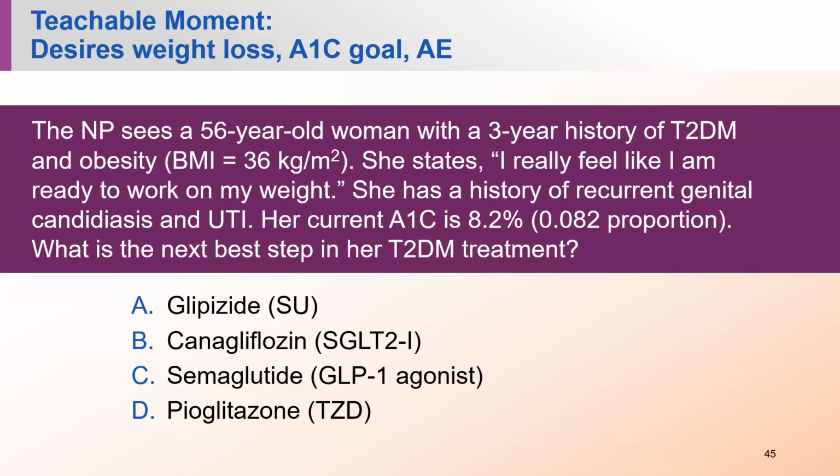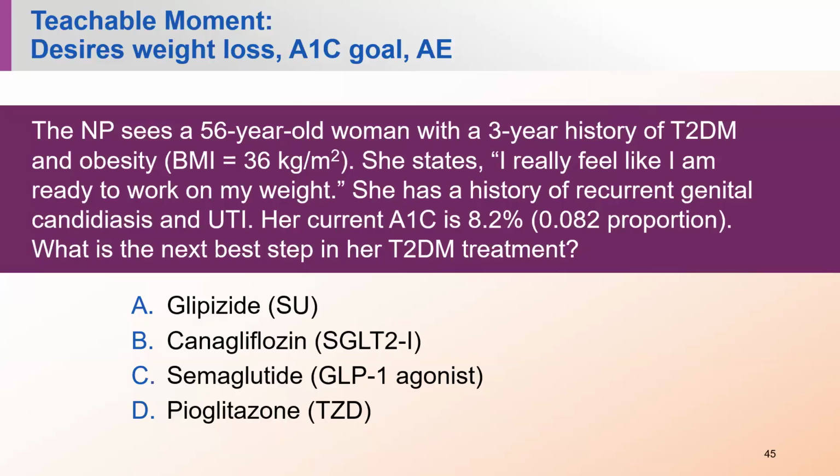So, would it be A, glipizide? Well, that would probably bring her A1C down to a more reasonable range. But does it address the weight? No, it doesn't. And would a sulfonylurea be contraindicated in the presence of recurrent genital candidiasis and UTI? No, but it doesn't address the big thing here, which is weight.